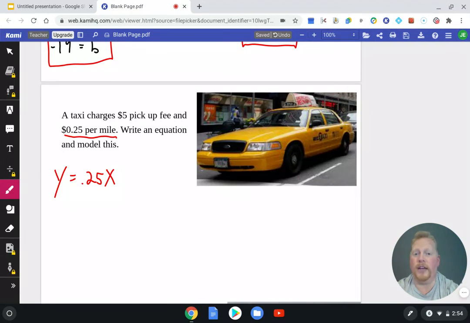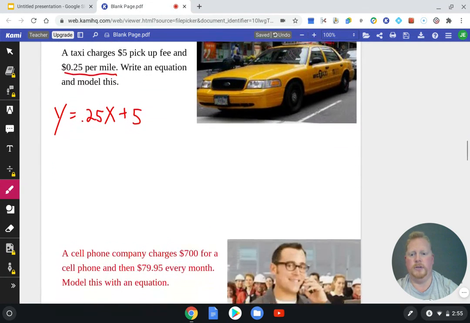And then the initial value, so in this case, before the taxi even takes you anywhere, just to show up at your doorstep, they charge you $5. So that is your pickup fee. That's your initial value. That's your y-intercept. So there we go. There's my equation. Okay, that's all they asked us to do, was to write the equation. There it is. Y equals 0.25x plus 5. Let's do another one.